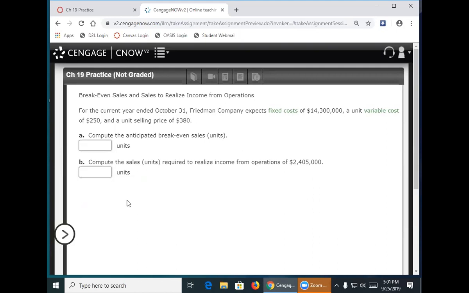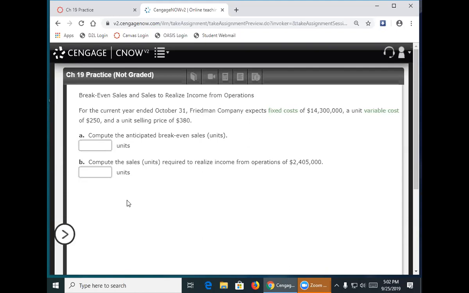Turn to it. It says, for the current year ended October 31st, Friedman Company expects fixed costs of $14,300,000, a unit variable cost of $250, and a unit selling price of $380. That one threw me off, all those millions, functioning in thousands and millions. So what we want to calculate is the anticipated break-even point, okay?